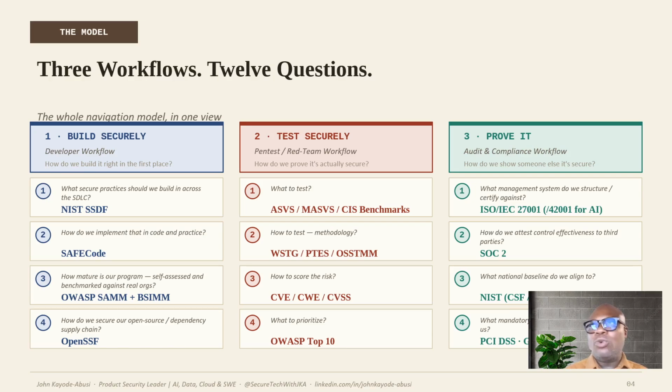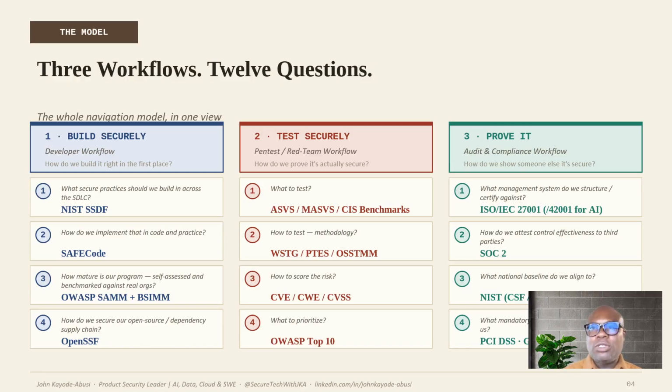And that workflow belongs to the audit compliance workflow. So if you look at it now, you will see the three questions: how do we build right in the first place? How do we prove it's actually secure? And how do we show someone else it's secure? Then we talk about who is responsible, or how this is coming together: the build securely, the test securely, and the prove it; the developer workflow, the pen test and red team workflow, the audit and the compliance workflow.